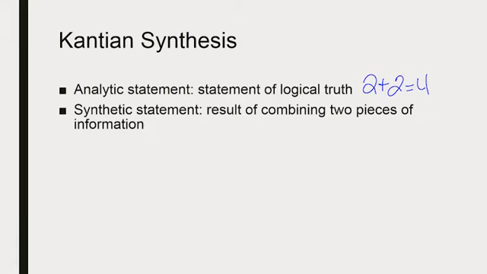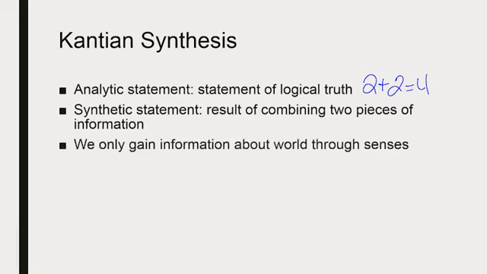I'm combining the piece of information that that thing is a bird with the information that that thing is white. Okay, so I have 2 pieces of information, and I've combined them into the claim that bird is white. It's a synthetic statement. That's not a logical truth because it involves taking 2 pieces of information and combining them.